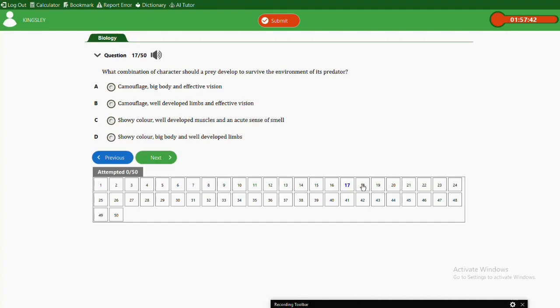Of course, a prey needs camouflage, but it does not need a big body in order to survive its predator. So option A is not the correct option. A prey needs well-developed muscles and an acute sense of smell as well, but does not need showy color in order to survive the environment of its predator. So options C and D are not correct. So option B, which is camouflage, well-developed limbs, and effective vision, is the correct option here.